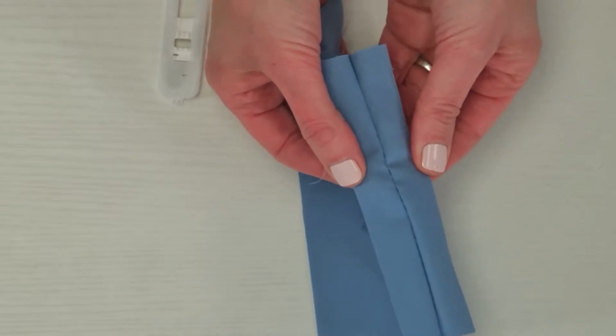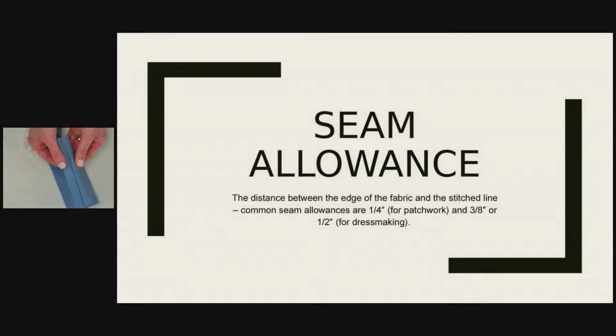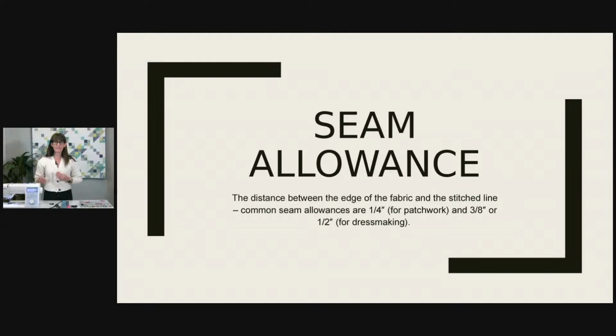And so the important part is when you are looking at a pattern, it's going to tell you what the seam allowance should be, okay? And so if the seam allowance says 1/2 of an inch or 3/8 of an inch or 1/4 of an inch, you're gonna wanna make sure that you guide your fabric through your machine so you only have 1/4 of an inch next to your seam, or 1/2 of an inch.